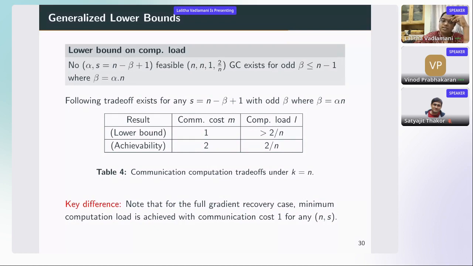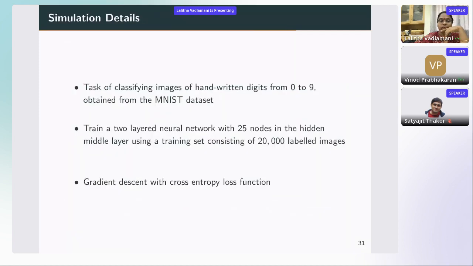Lalitha, I think we are at 10. Should we sort of, yes. It seems like they are on a tight schedule. Yes, yes. So I will skip the next part of the talk, but I'll just show the simulation and I'm done. The next topic I'll skip, because the tiered gradient codes.